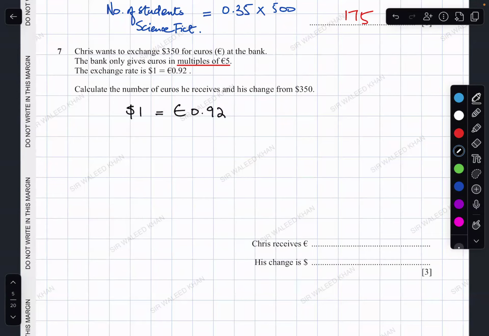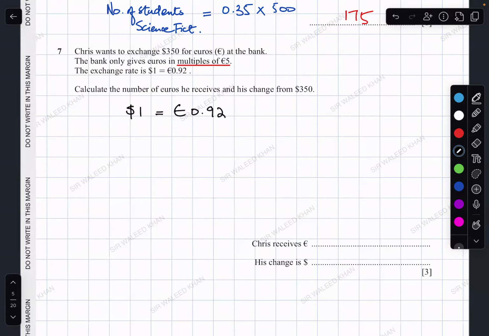$1 to 0.92. Okay, are you people attempting the questions? Maheen, Hiba? Yes, sir. Yes. Are you people done with this? No. No? Your speed should not have been this slow, right? Okay.